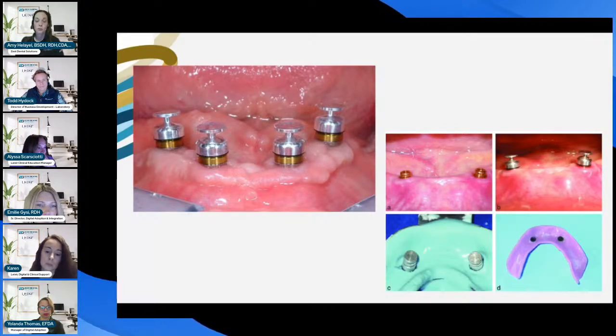They're a universal impression coping, and they snap on any locator abutment, no matter what implant system, no matter what cuff height, no matter what platform of the implant. They are universal, and they snap onto the locators.